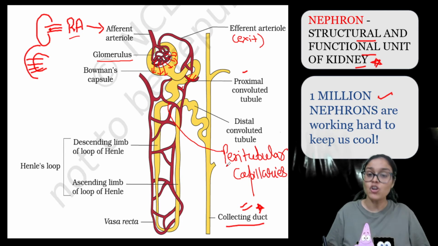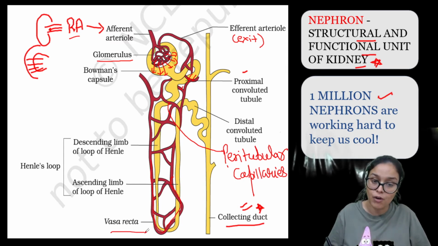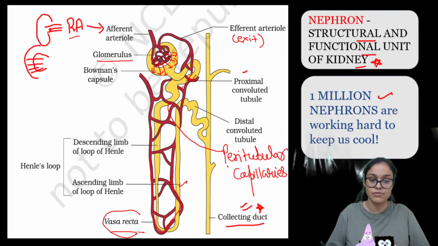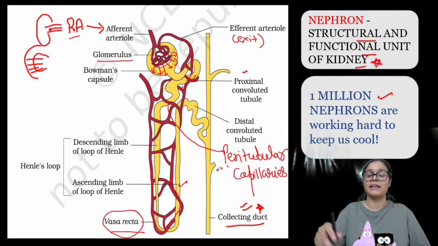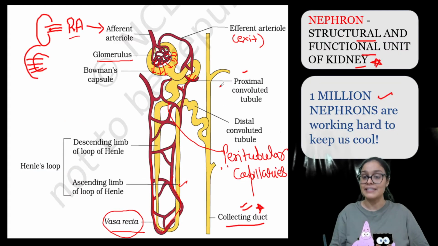Even a part of the peritubular capillaries which is U-shaped and present around the loop of Henle is known as vasa recta. So what is the vasa recta? It is the branch of peritubular capillaries that is U-shaped and present around the loop of Henle. This is known as vasa recta, part of the peritubular capillaries, right? So let's see each thing in a detailed way.